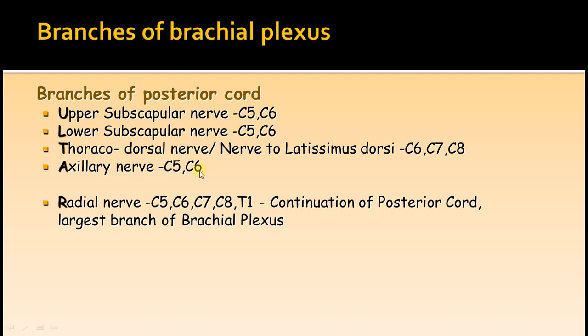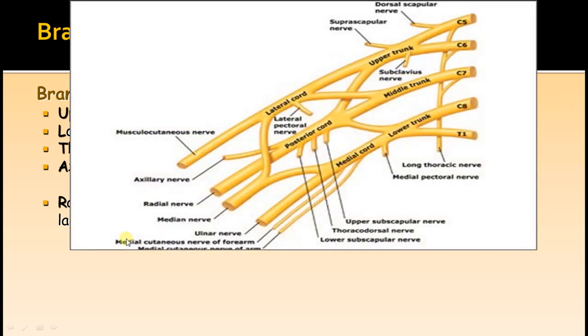Upper subscapular nerve will supply the subscapularis muscle. Lower subscapular nerve will again supply the subscapularis and it will also supply the teres major muscle. Thoracodorsal nerve is going to supply your latissimus dorsi, which has a root value of C6, C7 and C8. Axillary nerve is going to supply your deltoid muscle and the teres minor muscle. And of course the radial nerve, where it logically coincides, since it is the union of all the posterior divisions of all the 3 cords, C5, C6, C7, C8 and T1, and which is also the largest and the thickest branch of the brachial plexus.